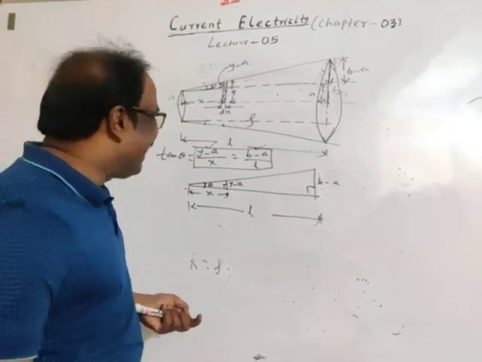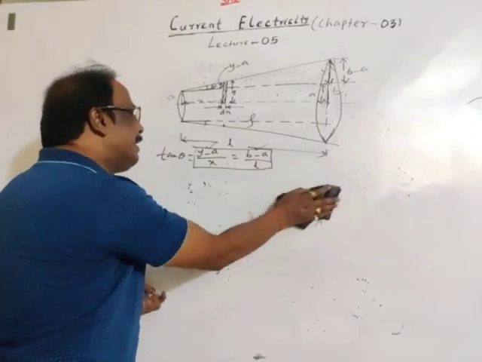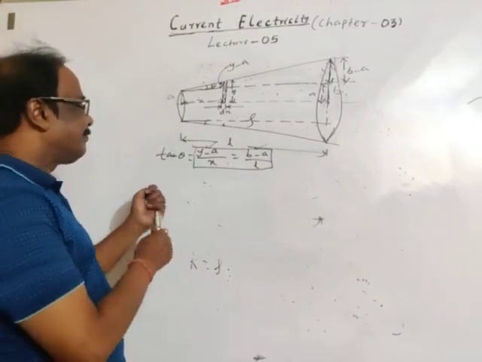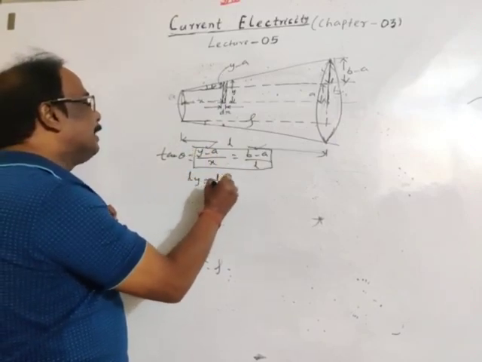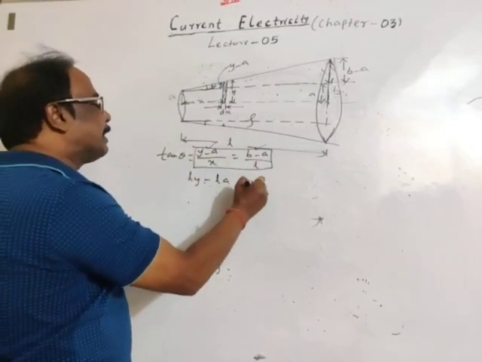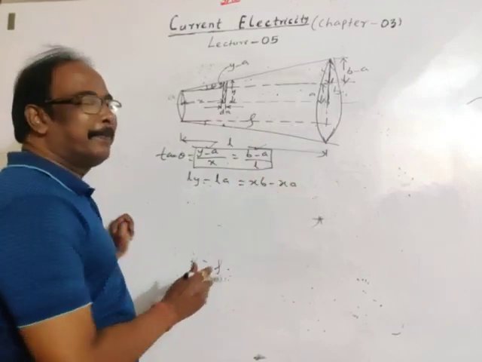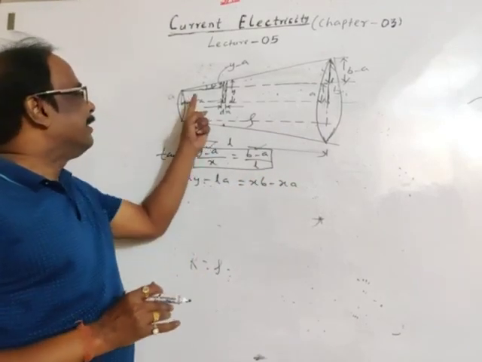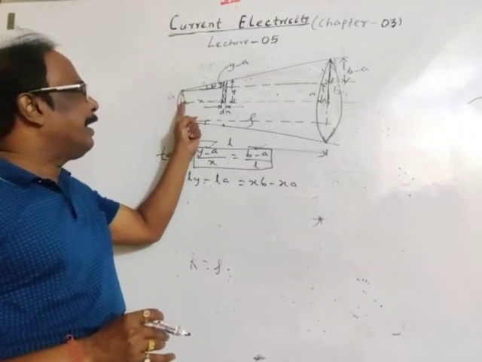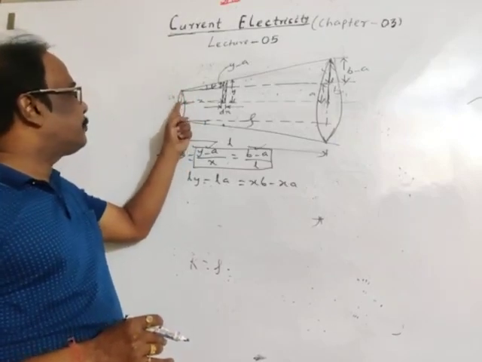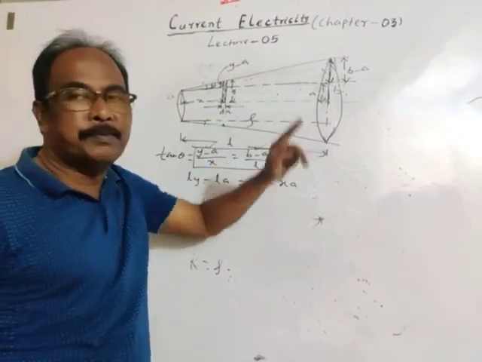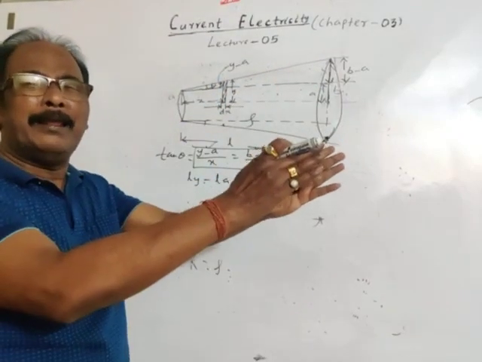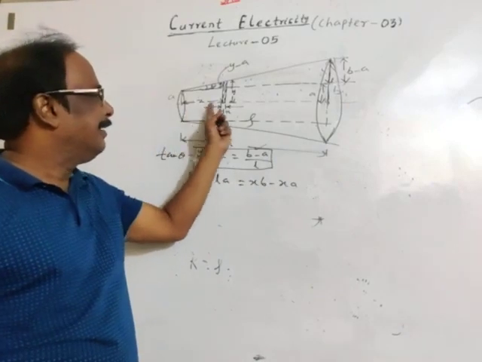Okay. Now cross multiply: L times y minus L times a, and x times b minus x times a. Clear? See, the radius varies. Here the radius is a, here the radius is y, here the radius is b. So the radius varies linearly.